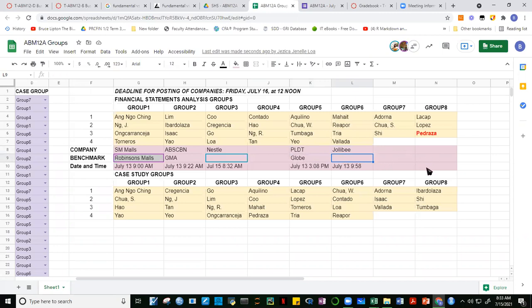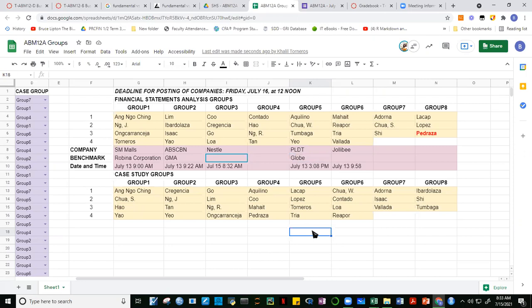Group 7 and Group 8, please be reminded that the deadline for posting the companies is tomorrow at 12 noon. Okay, you can, then I'll approve it. Okay, ito generally approved na to, no? Ito, you can still change this, guys, kasi sabi ko nga, mahirap yung FS na to. You don't want to choose companies where the accounts are quite complicated.